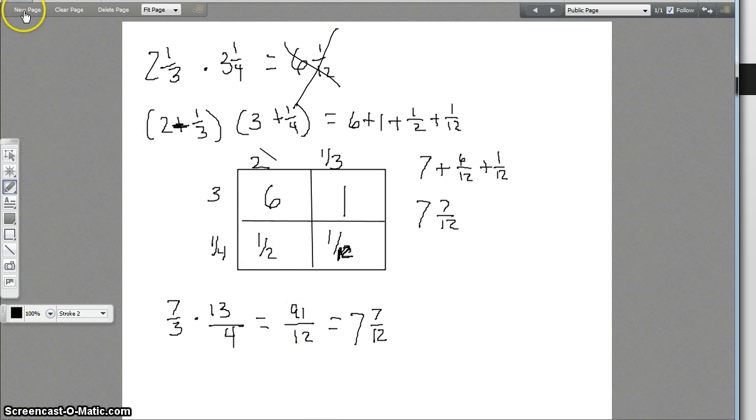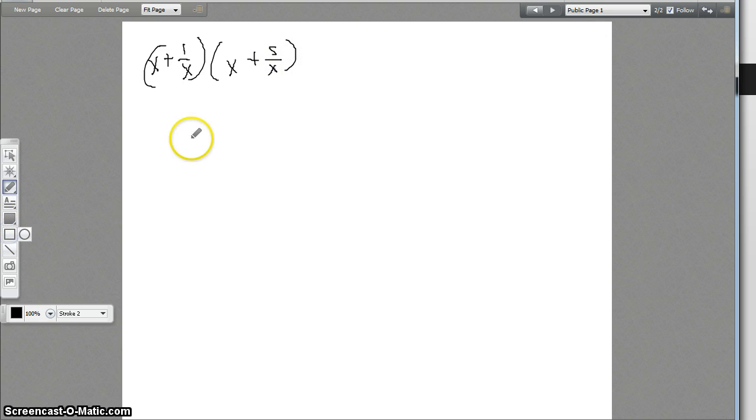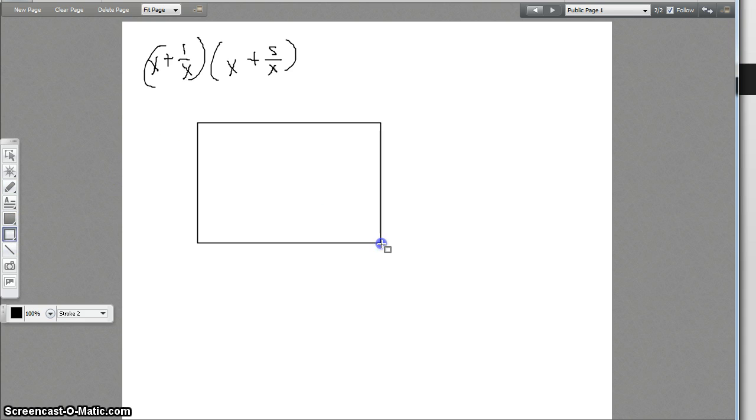So we can also do this with algebraic fractions. So what if we had x plus 1 over x times x plus 5 over x? Well, I would use the grid method because when you use the grid method, you are much more likely to get everything multiplied out correctly. So I'm going to draw my grid and put in my grid lines.